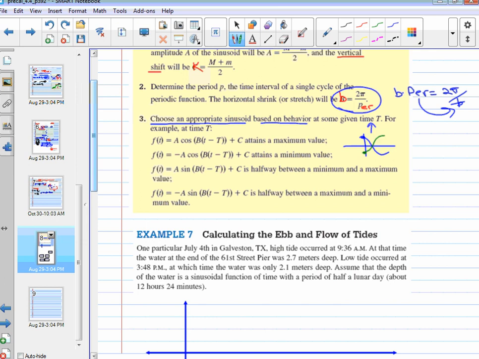Or do I want to choose a positive sine or a negative sine graph? Well, I know a positive sine graph starts at the origin and goes up. A negative sine graph would start at the origin and go down. So I just choose the one that fits the situation.